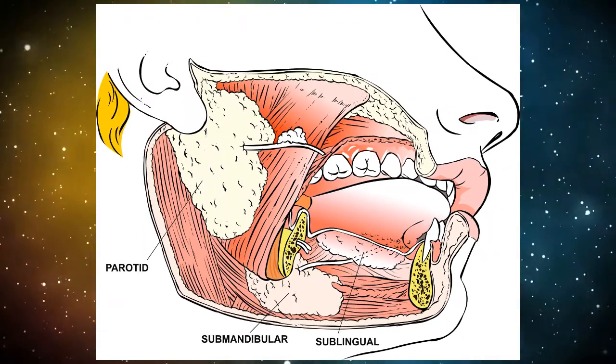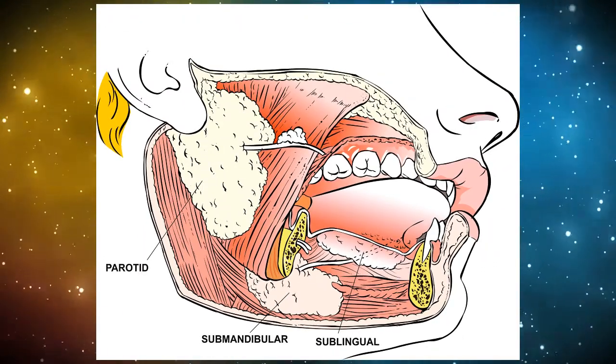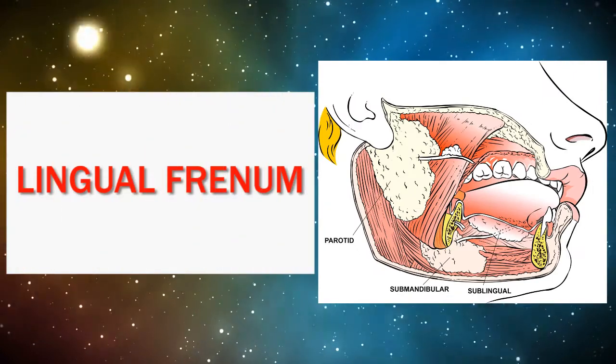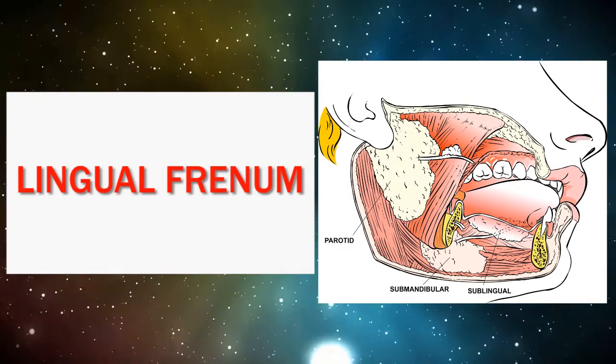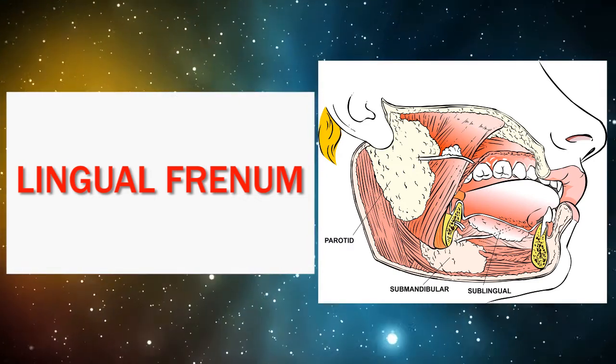Now if you take that mirror and you lift your tongue up, you can follow the lingual frenum, which is that cord that stretches from under the tongue to the floor of the mouth.